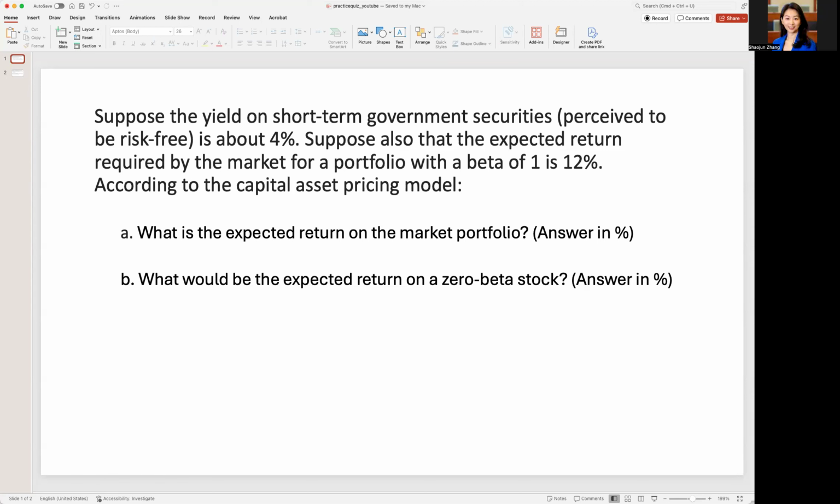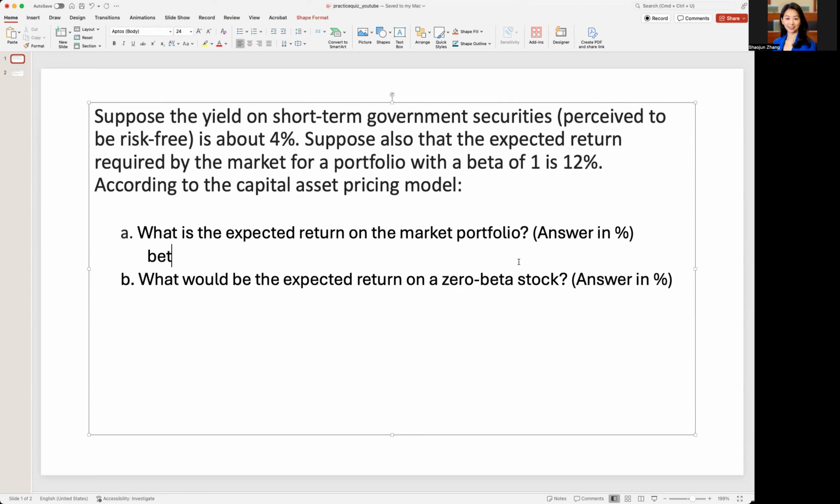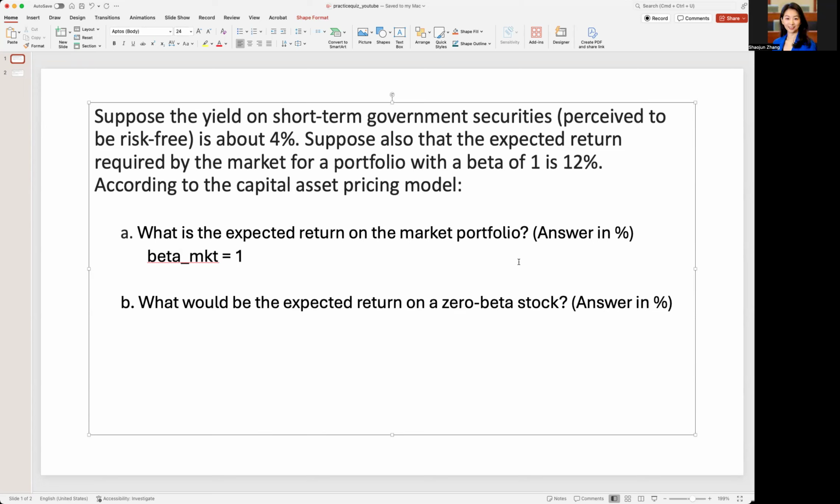Now, beta is the loading of the stock return on the market, and the beta of the market portfolio is exactly 1. According to CAPM, the expected return of a stock is only determined by the risk-free rate and its exposure to the market: beta times the market excess return. So if two stocks have the same beta, they should have the exact same expected return.